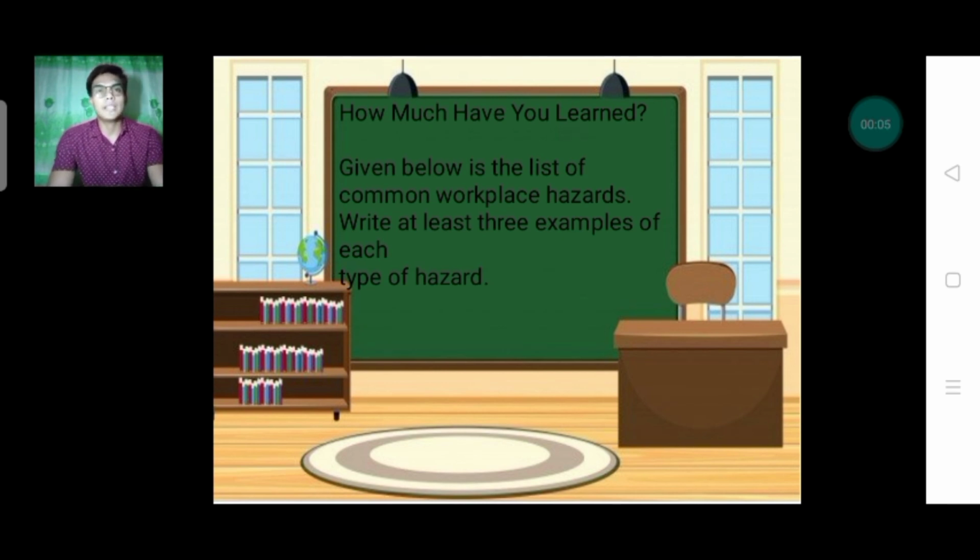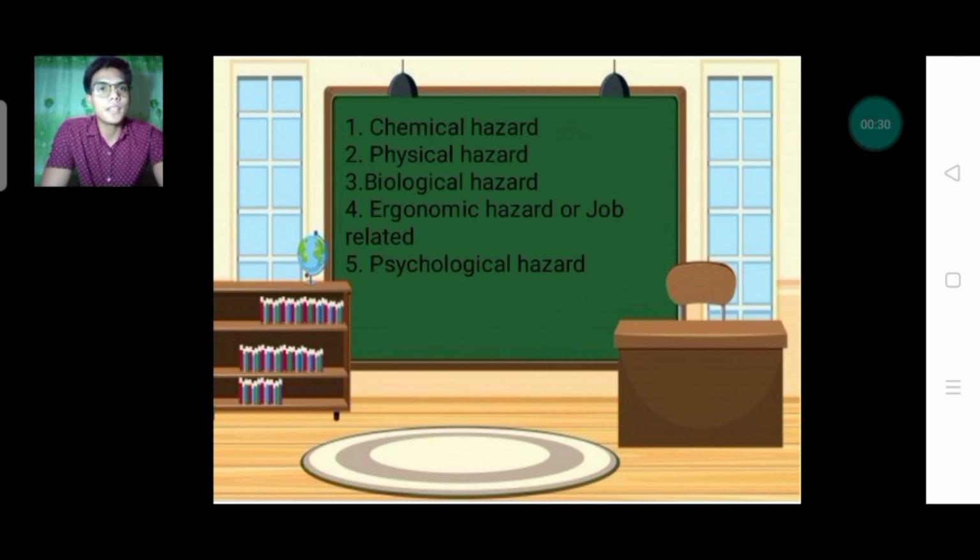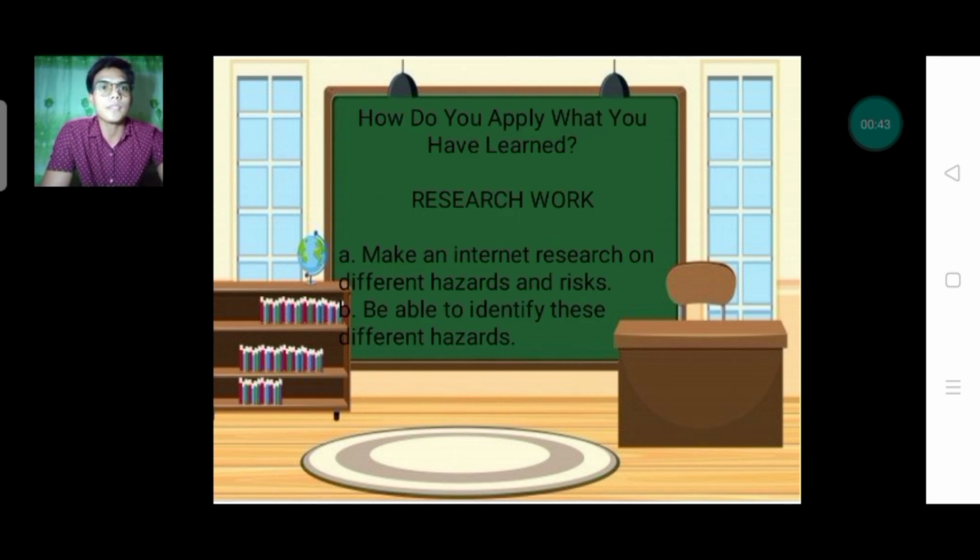So, pagdating sa pinakahuling activities natin, how much have you learned or ano yung mga natutunan nyo dito sa discussion natin na ito. Given below is a list of common workplace hazards, write at least 3 examples for each statement on hazards. So, ayan na, lalagyan nyo ng 3 statements for the chemical hazard, physical hazard, biological, ergonomic hazard, and psychological hazards. Then, next is, how do you apply what you have learned? Paano nyo i-apply yung mga natutunan nyo dito sa naging topic natin na ito?